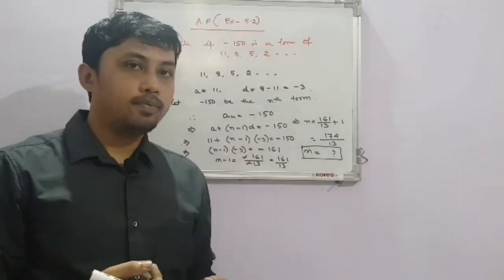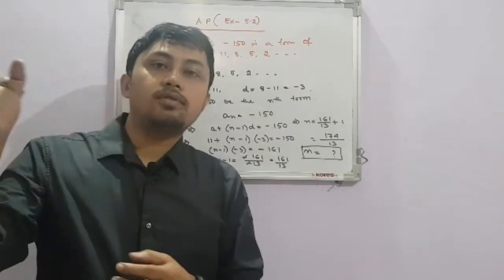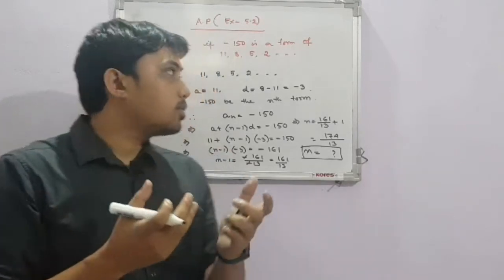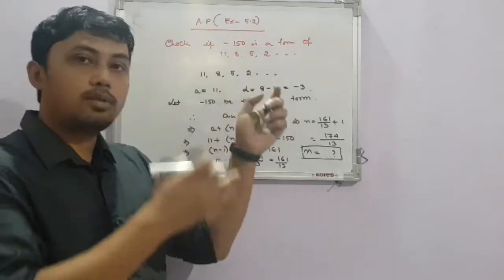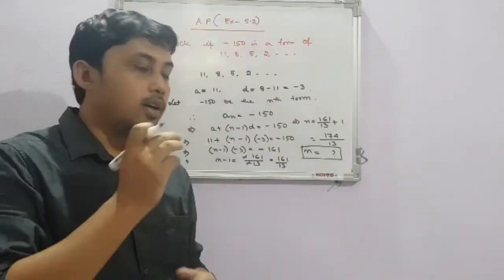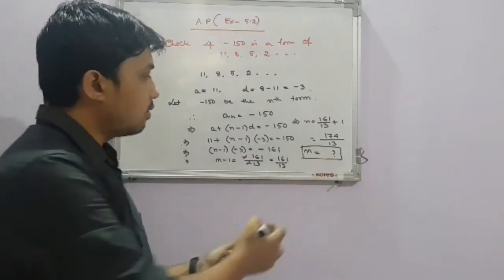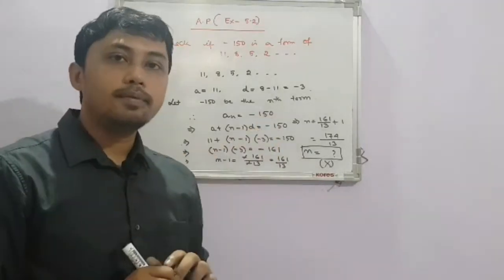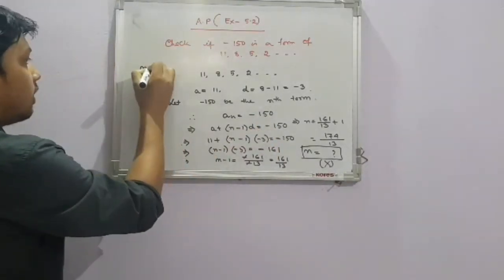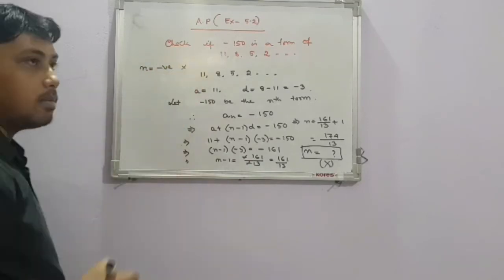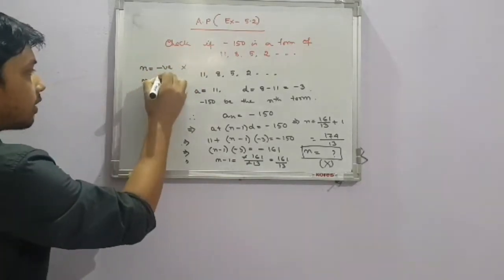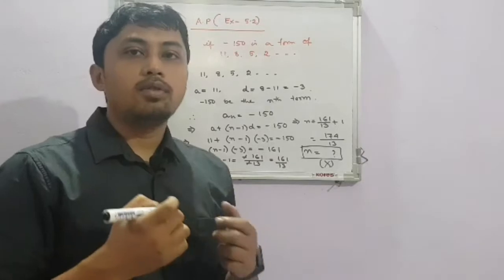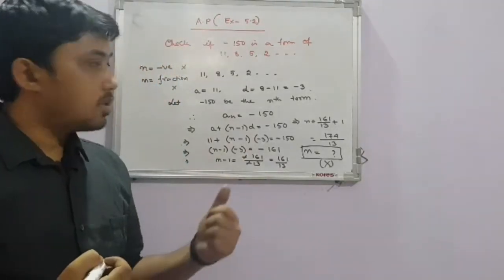Is it possible? Can you have a situation where you have a 2.5th term or a 10.2th term? When I say number of terms, it is obviously a positive whole number. That means first term, second term, third term, fourth term, like that, right? So once you get n equal to a fraction, it is not possible, which means minus 150 is not a term of the AP. If you get n negative, this cannot happen, because the number of terms cannot be negative. If you get n as a fraction, this cannot happen either. You need a positive whole number. That's why this kind of question is very important.